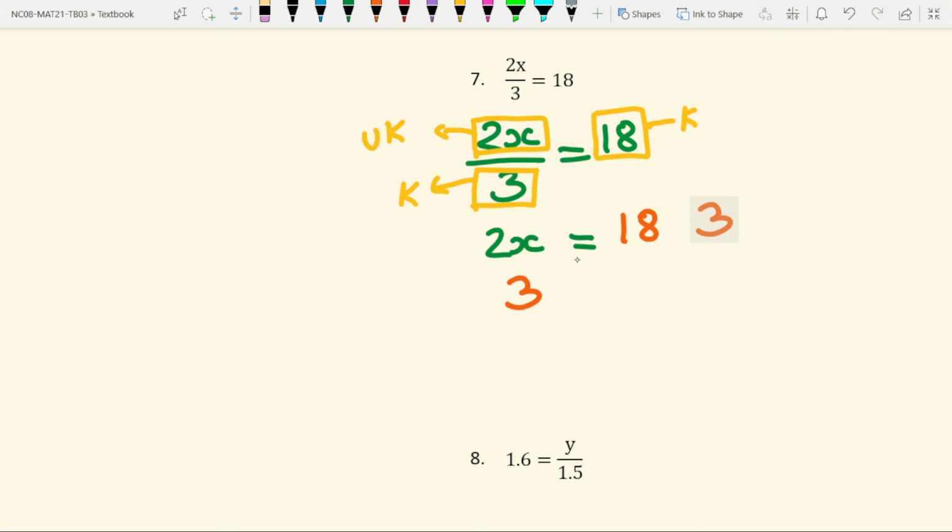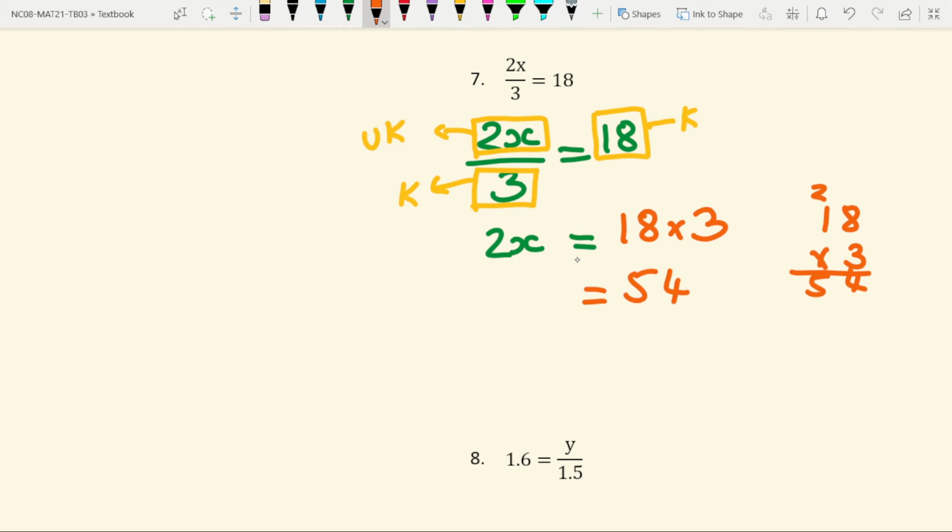And while bringing, we have to change its symbol. It was divided by 3, so divided by 3 will change into multiplied by 3. So 18 into 3 we have to multiply. 8 3s are 24, 1 3 is 3 plus 2 is 5. So 18 3s are 54. You can write directly or you can multiply and see. 2x is equal to 54 we have obtained.